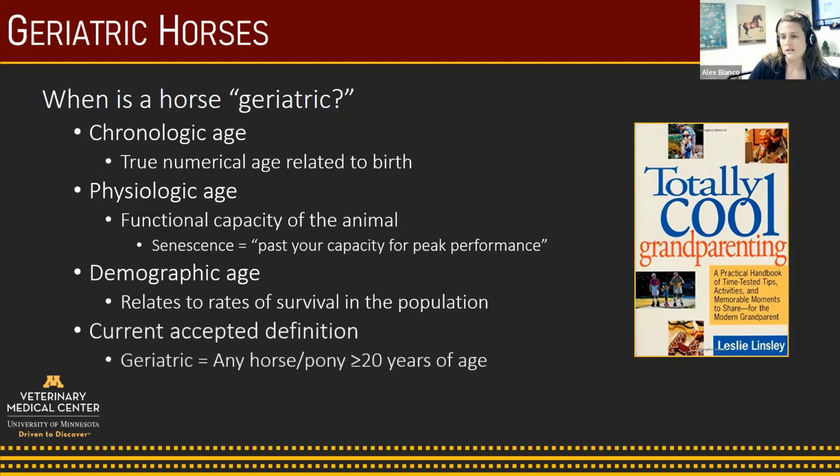For horses, the current accepted definition is any horse or pony that's 20 years of age or older. It used to be 15, so some of the older studies or older papers will use age 15, but I think all of us probably recognize that a 15-year-old horse really isn't old in most cases. And so usually now when we're talking about geriatric, and what I will be referring to today, is any horse that's 20 years of age or older.